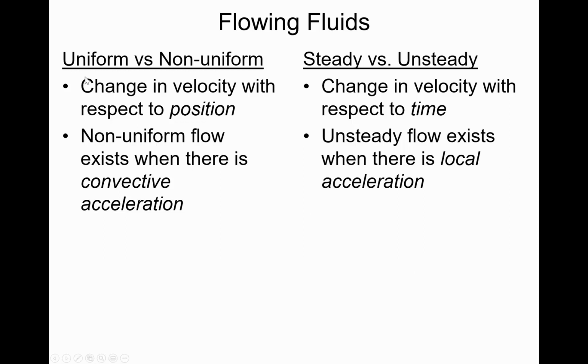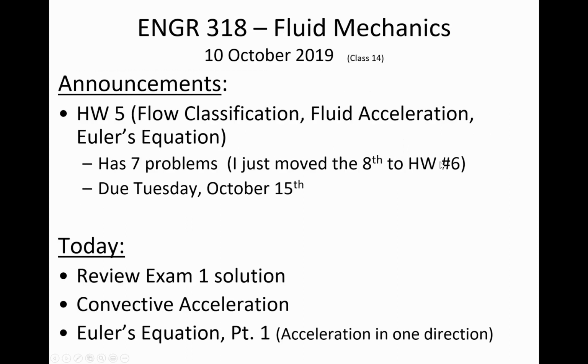So we're filling out that same table that I showed you earlier. Uniform versus non-uniform is all about the change in position. Non-uniform flow occurs because of convective acceleration, whereas unsteady flow occurs because of local acceleration.